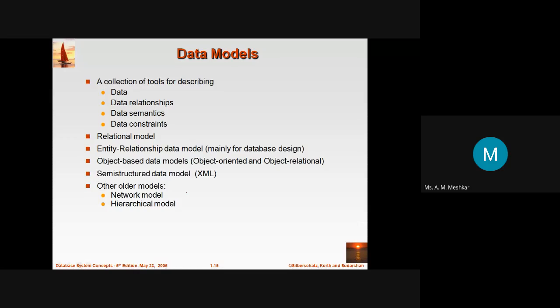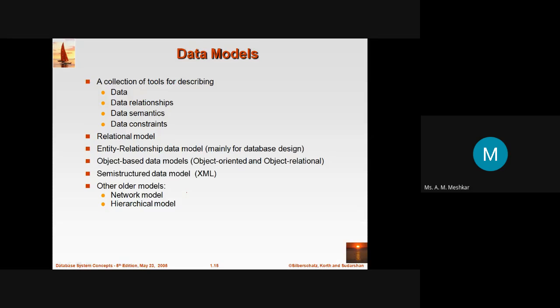We learned the various data models. So a data model is a collection of conceptual tools, which will describe the data stored: the structures, the relationships, their semantics and the consistency constraints.